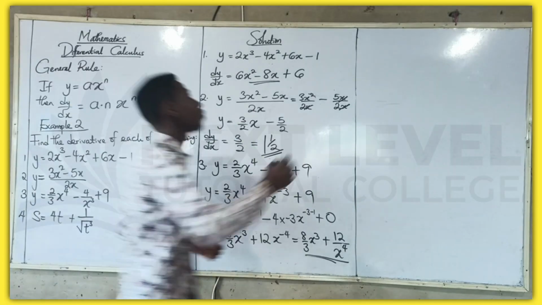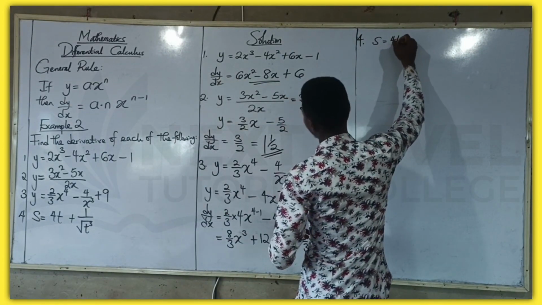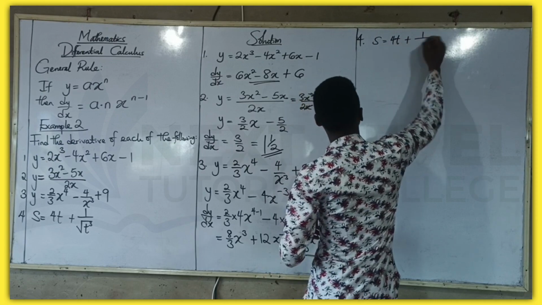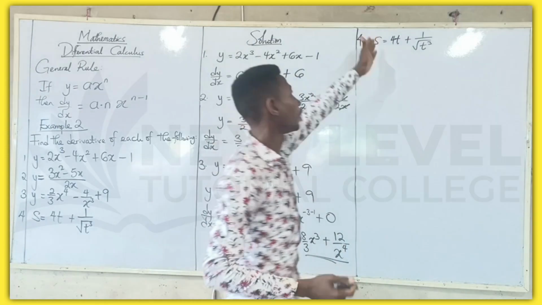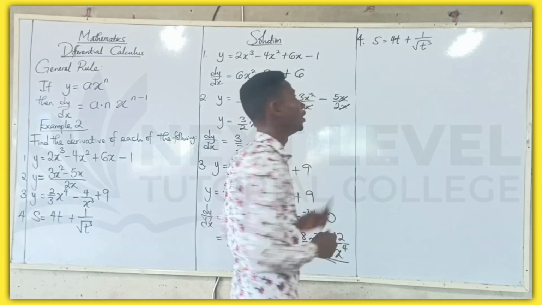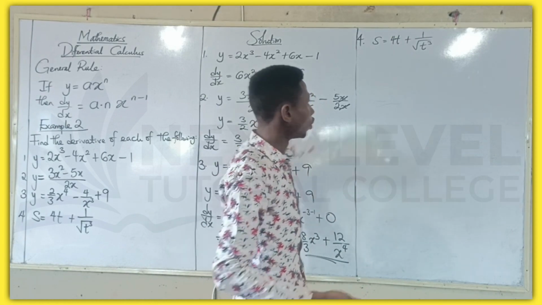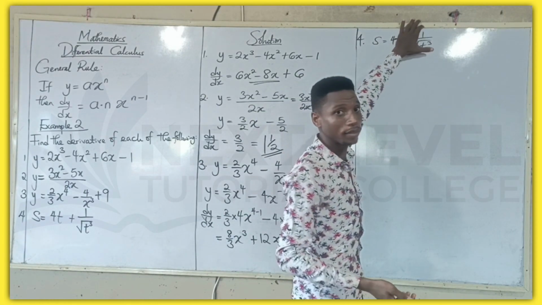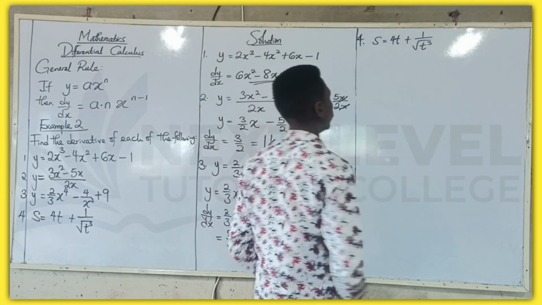Now let's move to number 4. Number 4, we have s equals 40 plus 1 over square root of t raised to the power 3. In this case, it is s here and t here, so it will be ds/dt. But can we go straight yet? No. Because we have to simplify this, make it a linear form so that we can now apply the general rule.